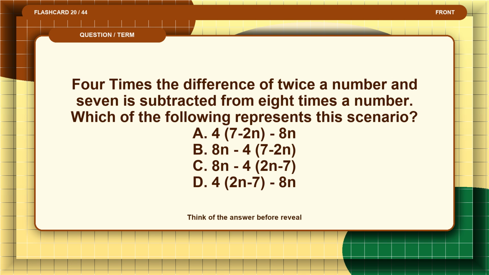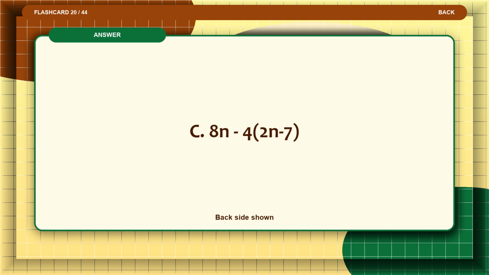Flashcard 20. 4 times the difference of twice a number and 7 is subtracted from 8 times the number. Which of the following represents this scenario? A. 4(7-2n) 8n. B. 8n and 4(7-2n). C. 8n and 4(2n 7). D. 4(2n 7) 8n. Think of the answer before the reveal. The answer is C. 8n and 4(2n 7).